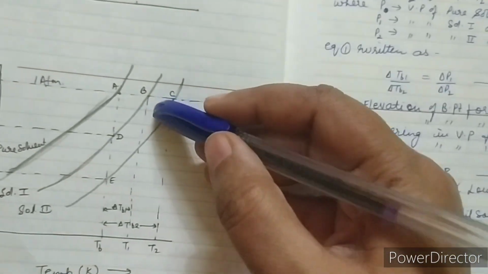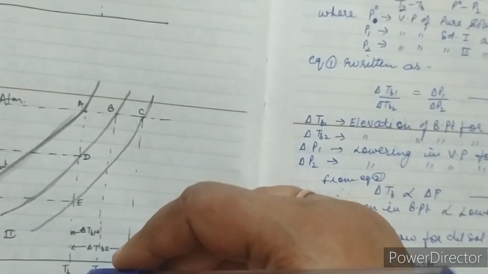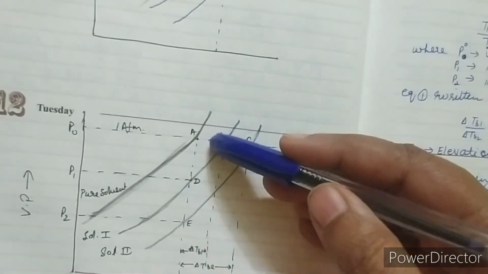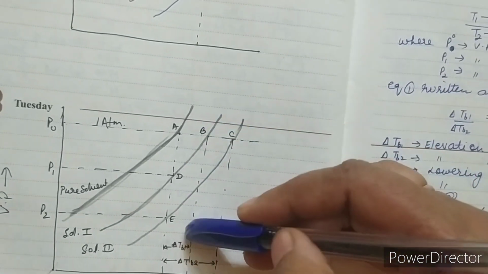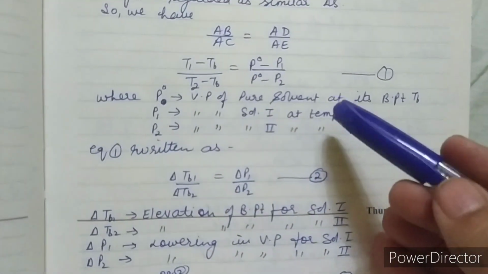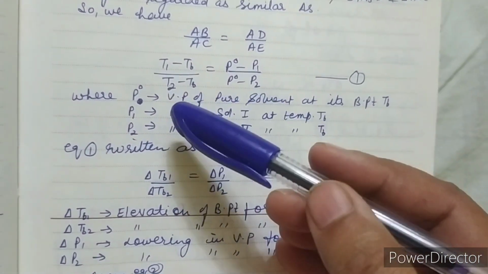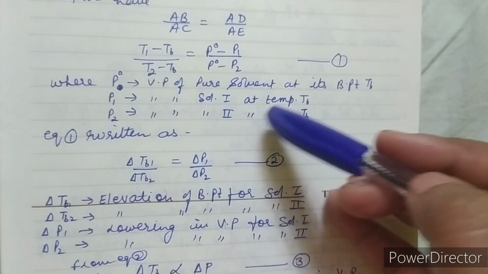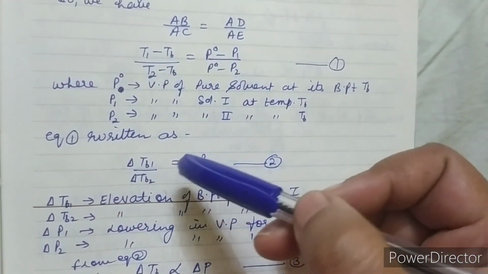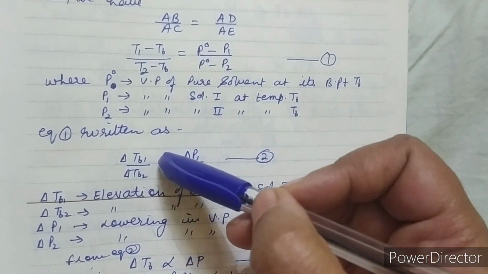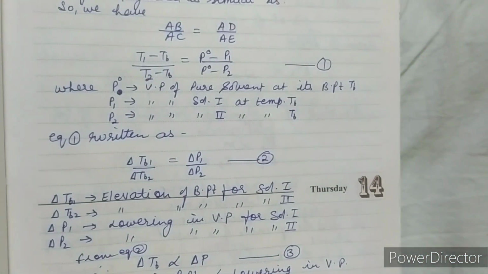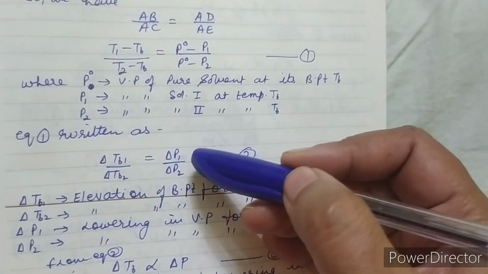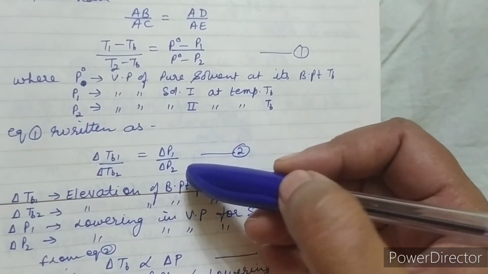Now what is AB? You can write the value here, that is T1 minus TB, and AC is T2 minus TB. And similarly here AD is equal to P naught minus P1 and AE is equal to P naught minus P2. So those values I have already substituted, and I have already told you what P1, P naught and P2 are. Now this equation can also be written as T1 minus TB is del T1, that is the change in temperature 1, divided by the change in temperature in solution 2, and this is the change in vapor pressure of solution 1 and solution 2.